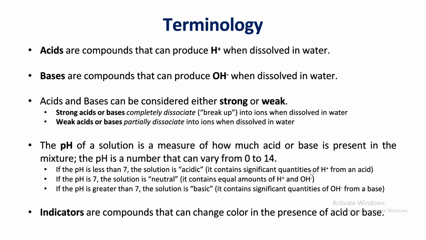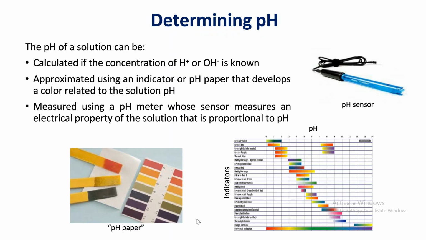Now, we have another definition, which is indicators. Indicators are compounds that can change color in the presence of acid or base, and this is what we will be using today in order to figure out if we have an acidic or if we have a basic solution.